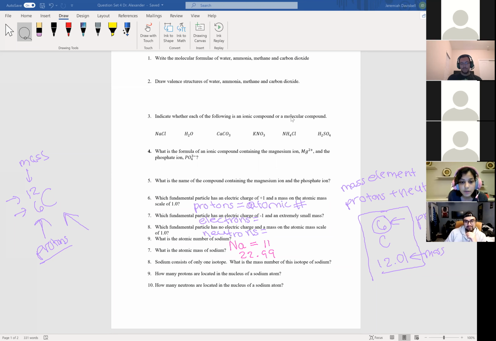Okay, moving on to number 8. Sodium consists of only one isotope. What is the mass number of this isotope? Wait, what is the other isotope of sodium? I know there's another one. Well, I answered my own question. 789 repeats on the question. Oh, you're right. When you said 8, I was very confused, but never mind. Okay.